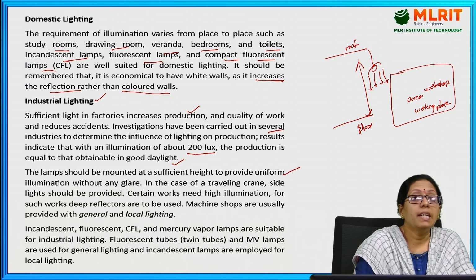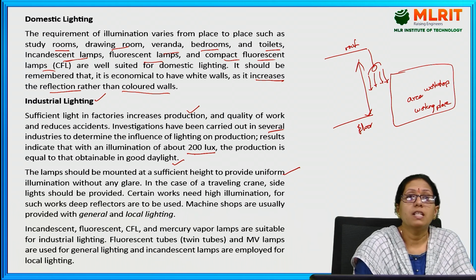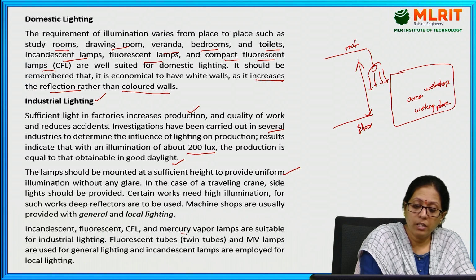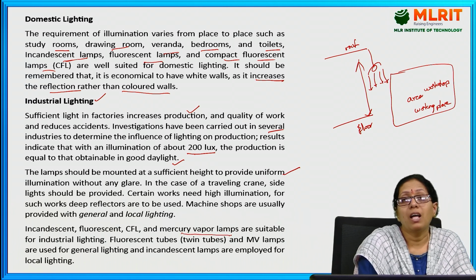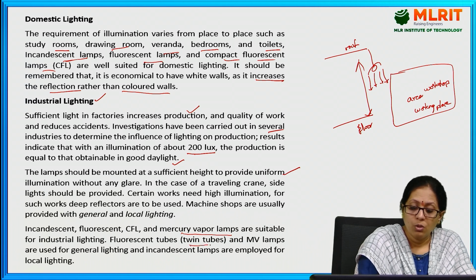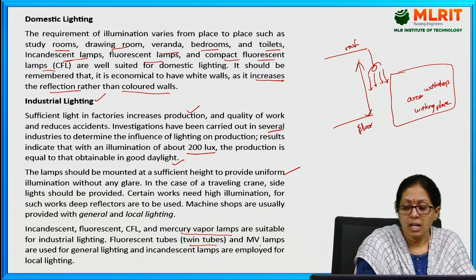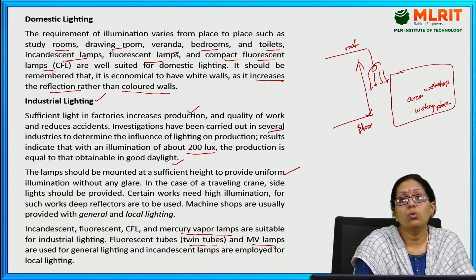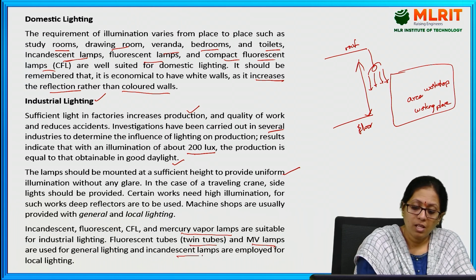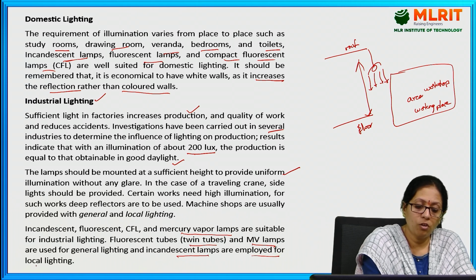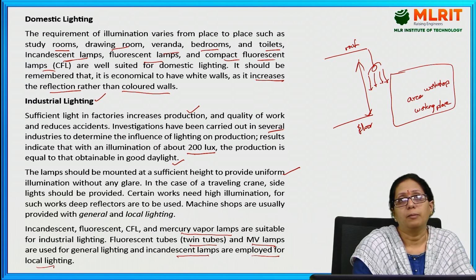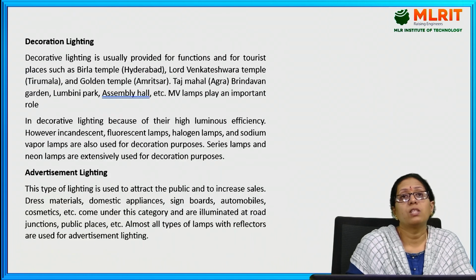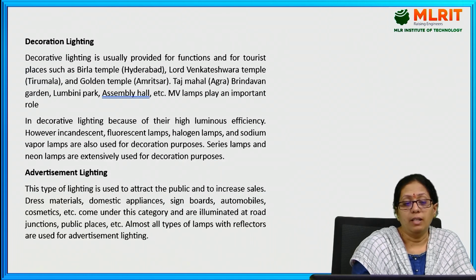So incandescent lamps, fluorescent, CFL and mercury vapor lamps are suitable for industrial lighting. Fluorescent bulbs with twin tubes and MV lamps are used for general lighting, and incandescent lamps are employed for local lighting.